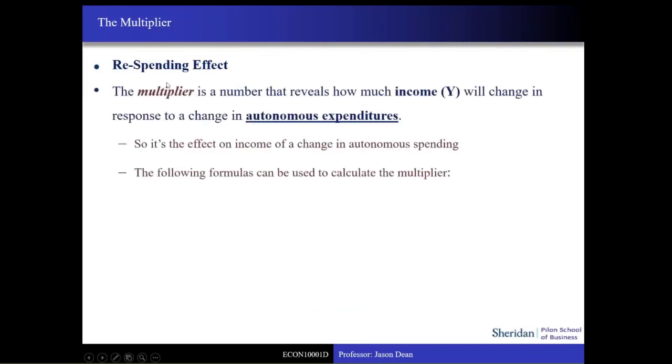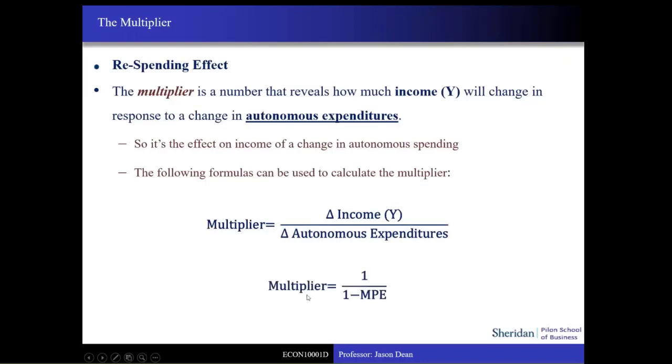Again, it's a respending effect. More formally, the multiplier is a number that reveals how much income will change in response to a change in autonomous expenditures. So it's the effect on income of a change in autonomous expenditure. The formula for the multiplier in general is given by this expression. It's just the change in income, which in the last example was 200, with respect to a change in autonomous expenditures, which in the last example was 50. We had 200 divided by 50, and that equaled 4.